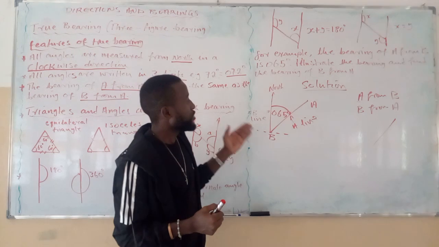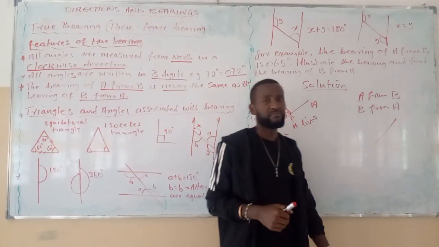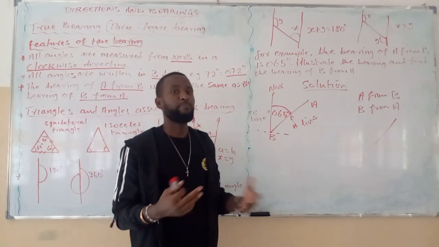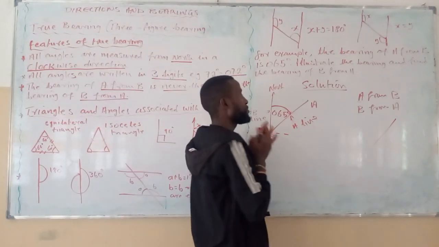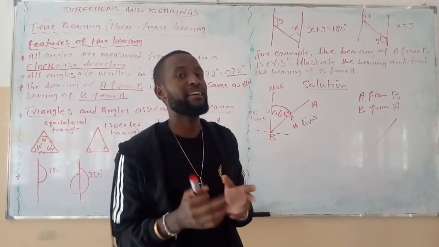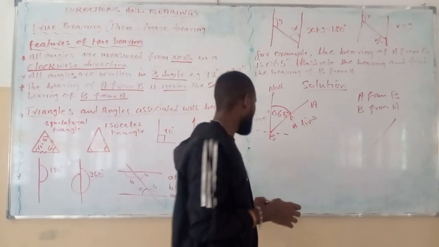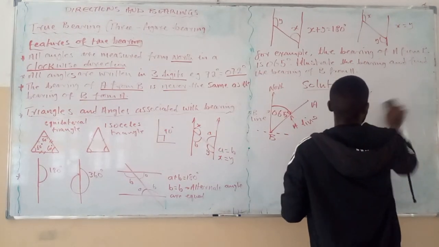Now we shall come to the question which they are saying: find the bearing of B from A. So now this is BA. Now, B from A, where am I coming from? I'm coming from A. So this line cannot be the A line anymore, but it will be the B line. So I need to generate my A line. So let's demonstrate it here. Okay, let me do it here again.